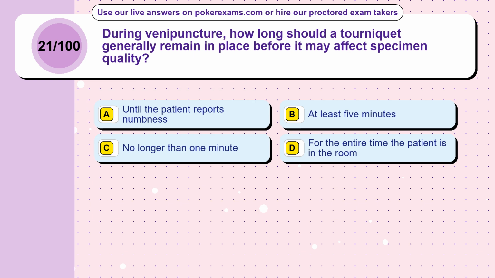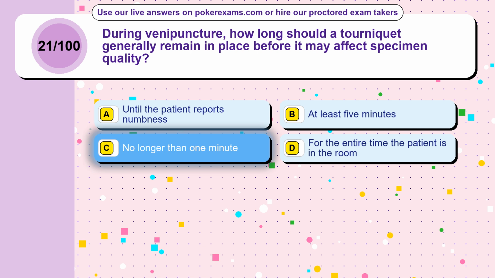Question 21. During venipuncture, how long should a tourniquet generally remain in place before it may affect specimen quality? Option A. Until the patient reports numbness. Option B. At least 5 minutes. Option C. No longer than 1 minute. Option D. For the entire time the patient is in the room. The correct answer is option C. No longer than 1 minute.